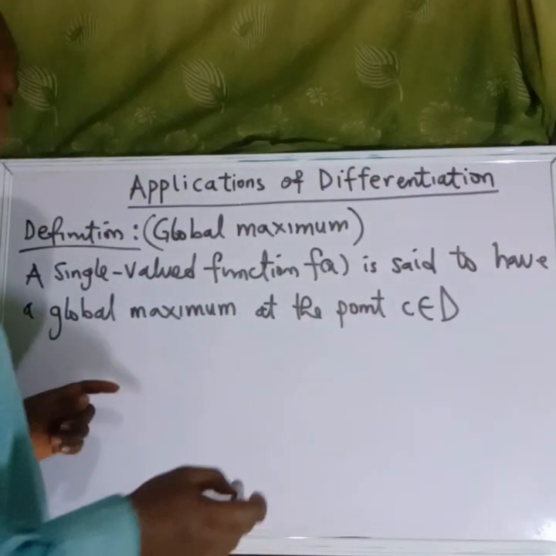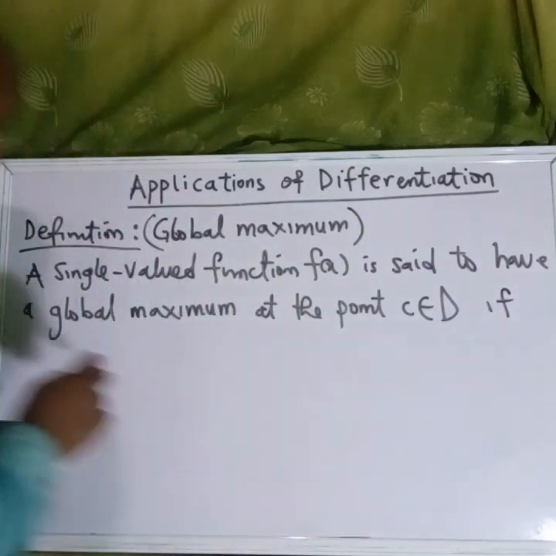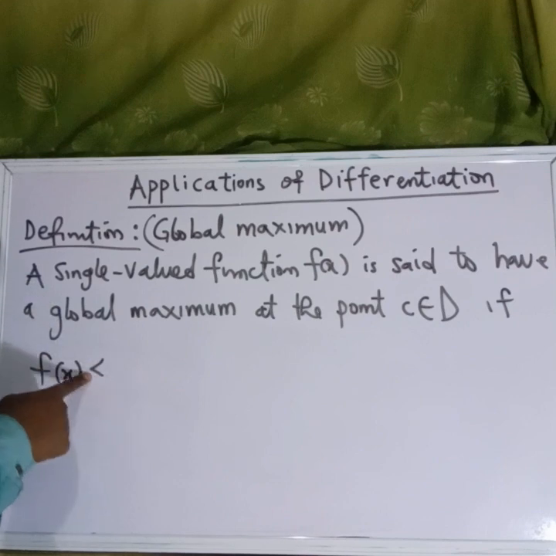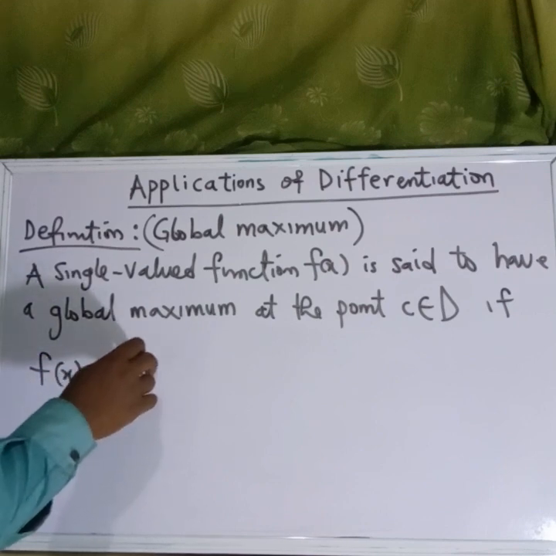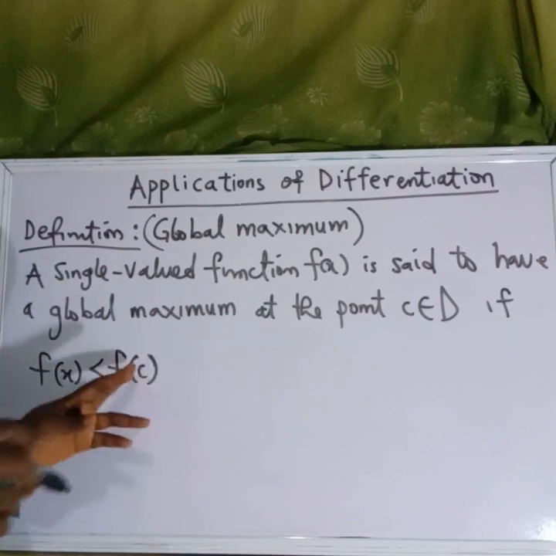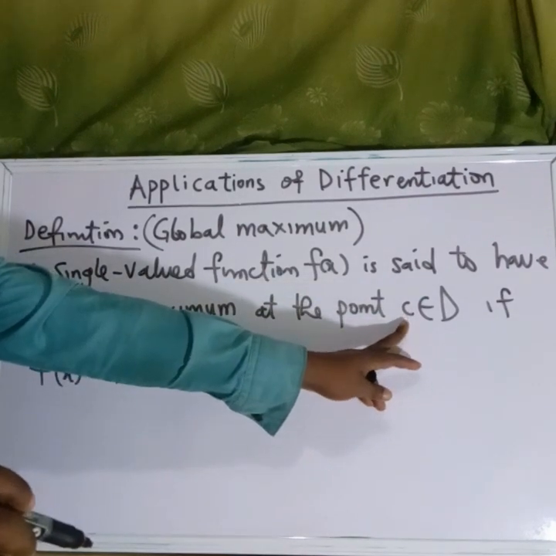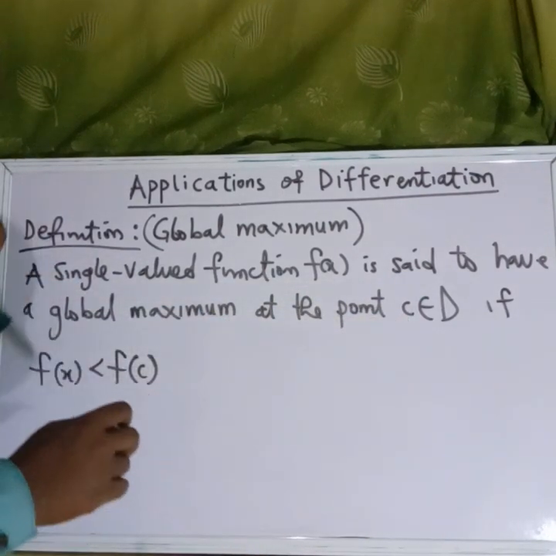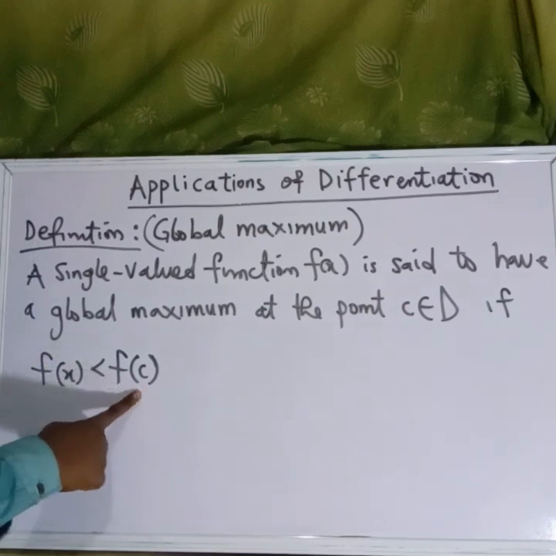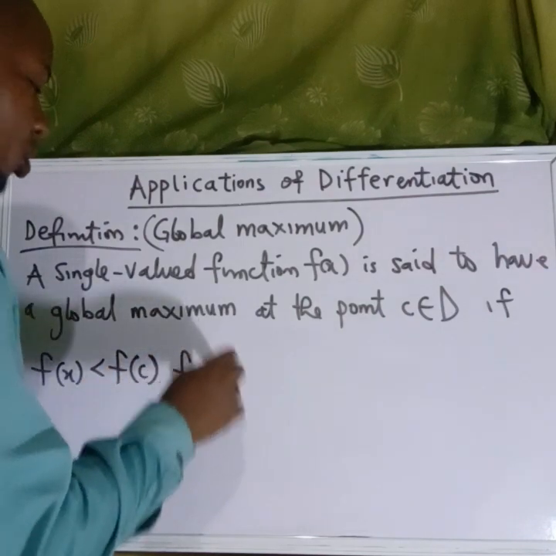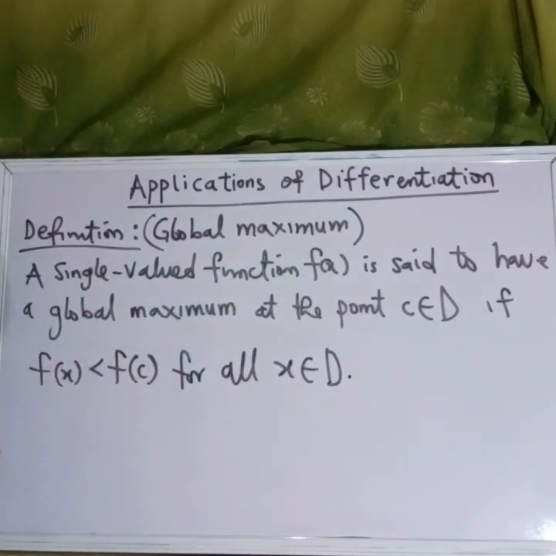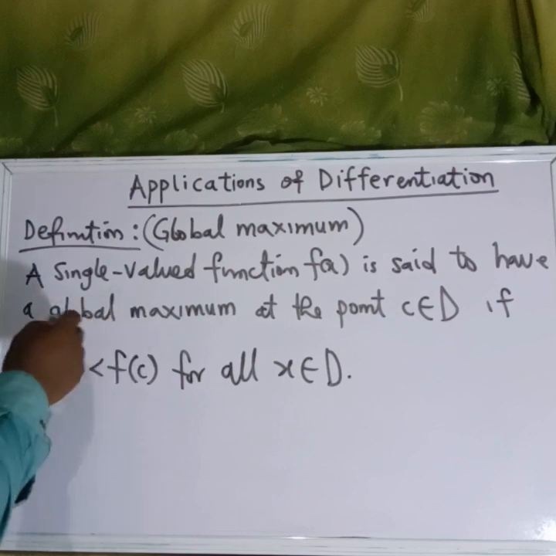Okay, so if f of x is less than f of c, okay, so if you compare this with what you have there, you see that this c is this. And then what you have is that all of the f of x is less than f of c, okay, so for all x in D. So this is what we refer to as the global maximum of the function.